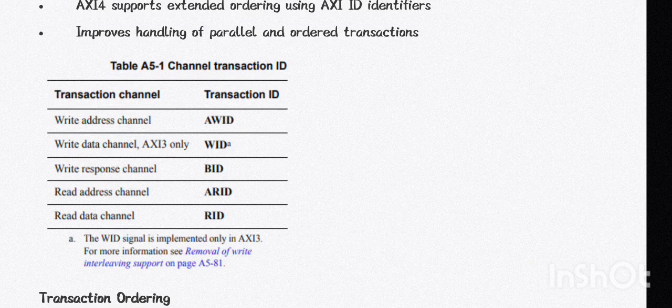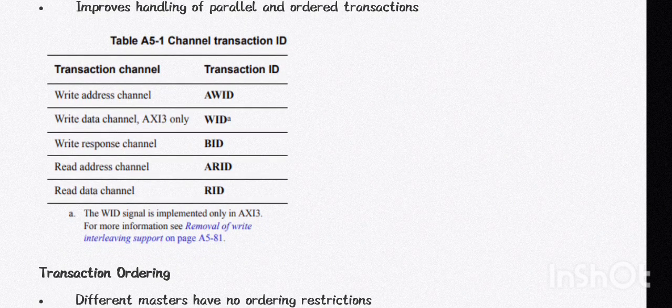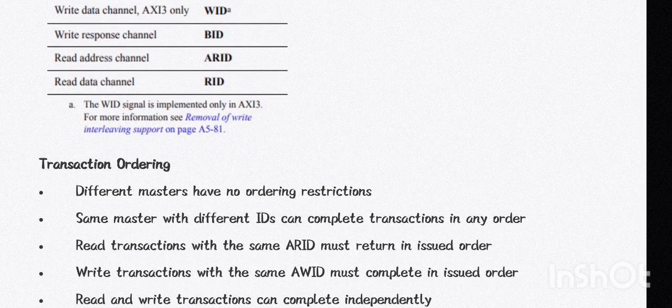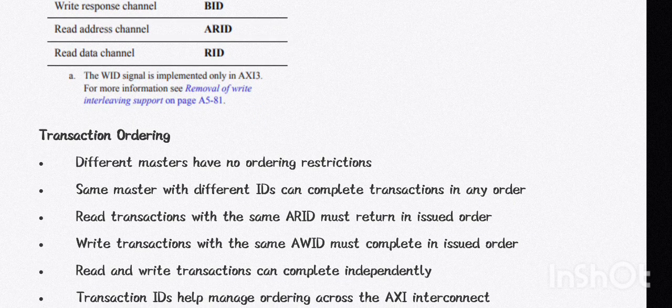Transaction ordering. Different masters have no ordering restrictions. The same master with different IDs can complete transactions in any order. Read transactions with the same read address ID must return in the same issued order. Write transactions with the same write address ID must complete in issued order. Read and write transactions can complete independently. Transaction IDs help manage ordering across the AXI interconnect.